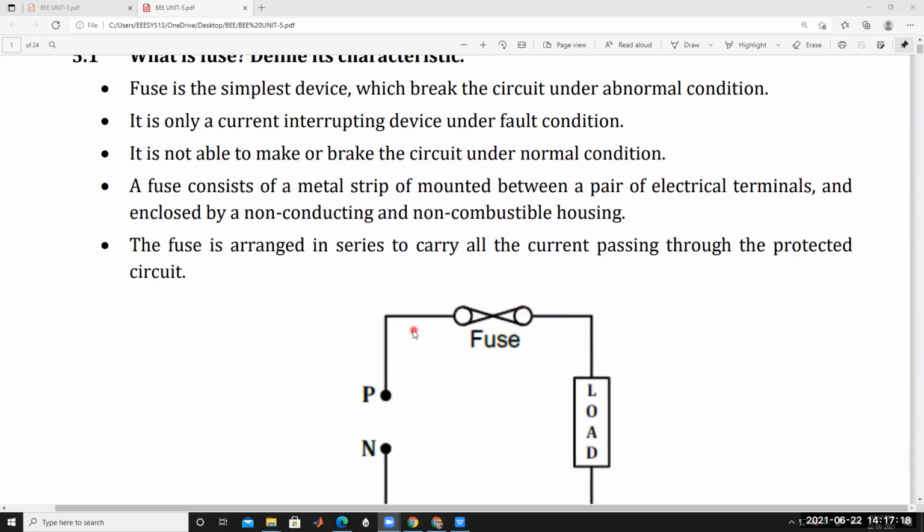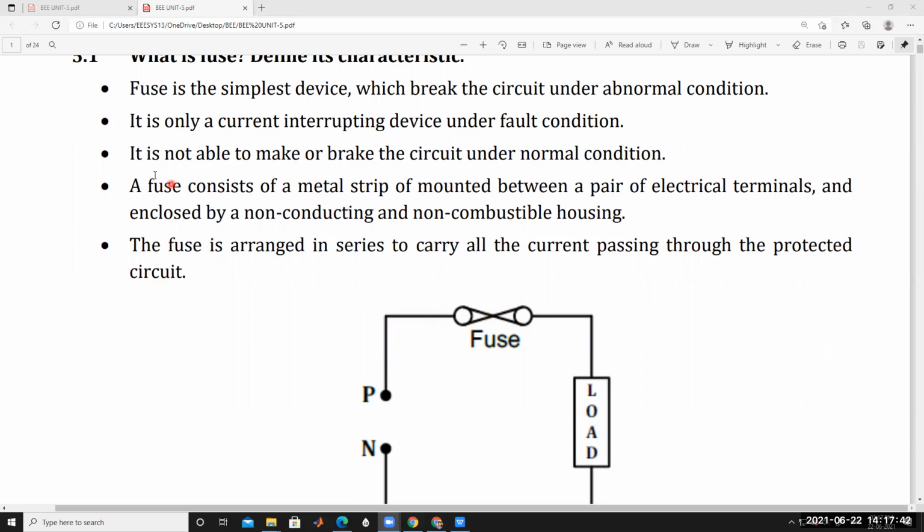If an excess amount of current is passing through the fuse, then P is equal to I squared into R. The resistance is proportional to the current. Then as current increases, I squared R increases. The fuse heats up, the heat keeps increasing, and it melts.